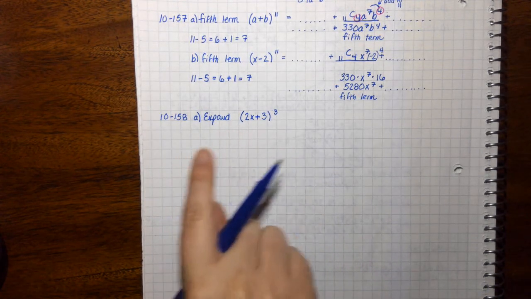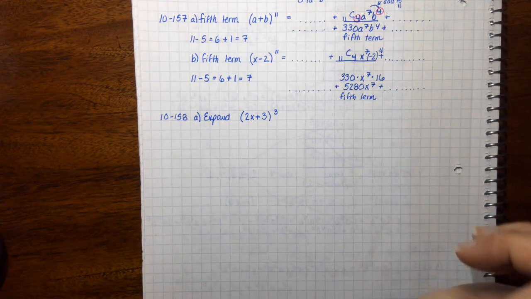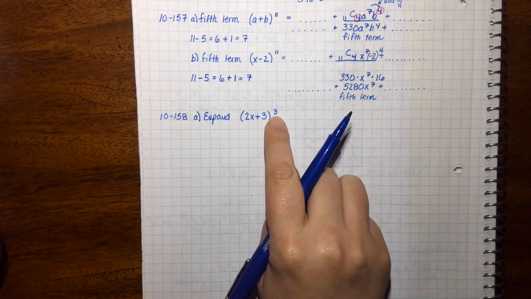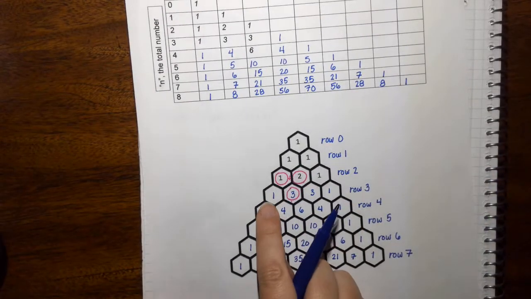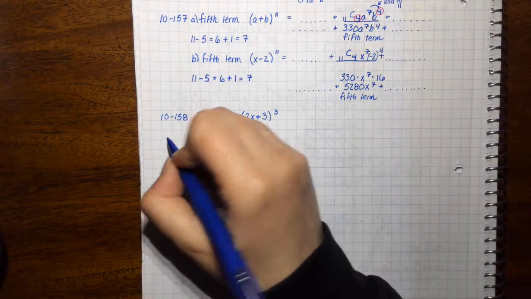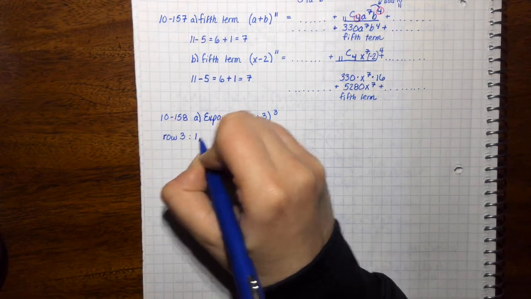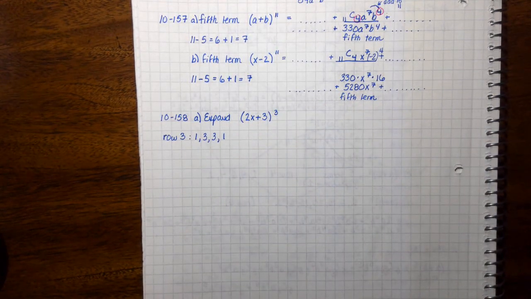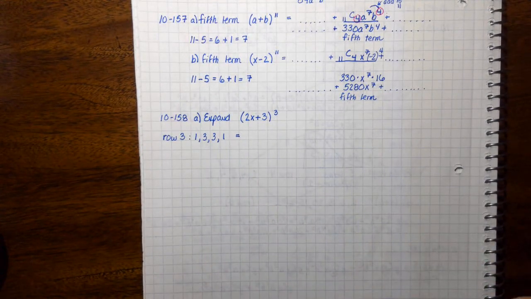Okay, and when I say expand, I mean write out the whole thing. We're not just finding one of the terms, we're going to find all of the terms. And in this case, it says use Pascal's triangle. Notice we have a 3 here, so that's an easier one. We don't need to use combinations. Okay, so I'm going to go to row 3, 1, 3, 3, 1. I'm going to write row 3 is 1, 3, 3, 1 off to the side here, so I can use that. Notice that's a cubed, so there will be 4 terms in the end.